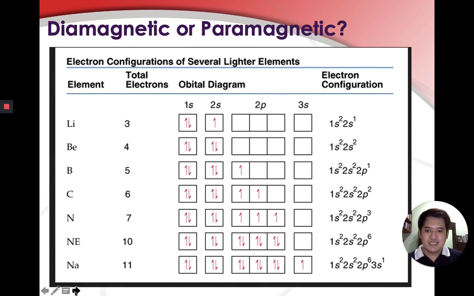Okay, so for example, you have here lithium. So we see that lithium has one unpaired electron, so this is paramagnetic. Beryllium is diamagnetic. Boron is paramagnetic. Carbon is paramagnetic. Nitrogen is paramagnetic. And then neon is diamagnetic. I think the only ones here that are diamagnetic are beryllium and neon. Again, diamagnetic, all electrons are paired up. All right, so that's it for diamagnetism and paramagnetism.